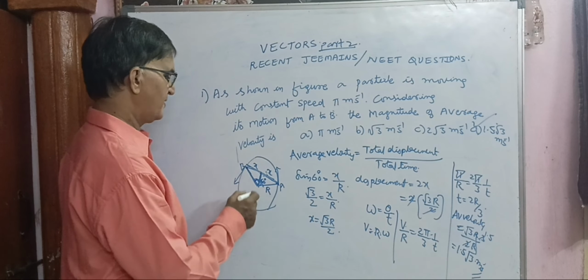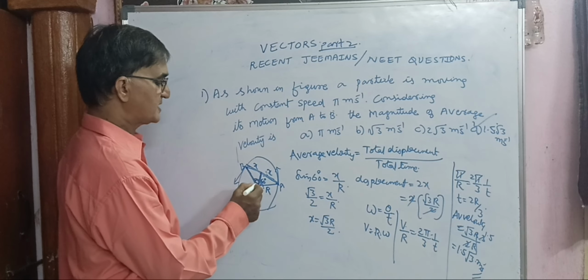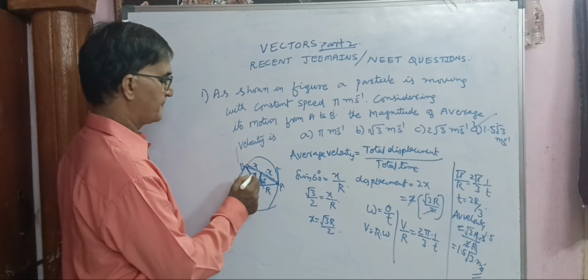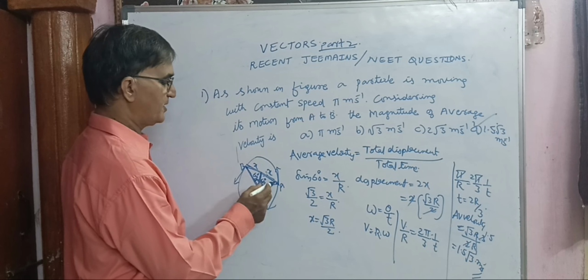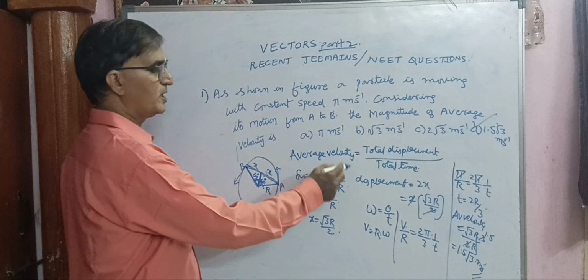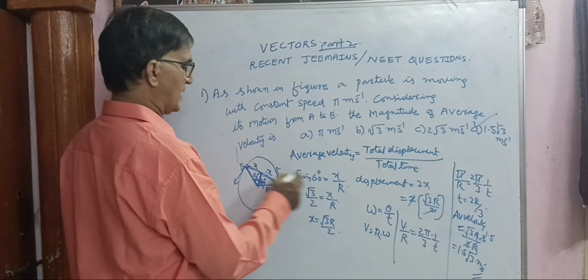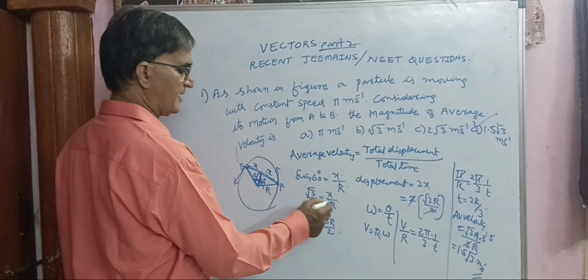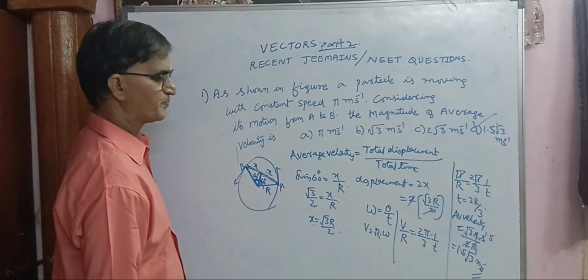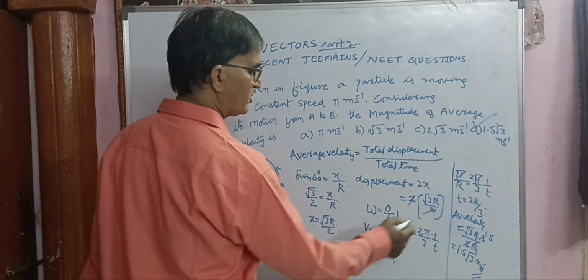See this problem once again. This total angle is taken as 120 degrees here. This is 60 degrees, this is 60 degrees. Total 120. So we want to calculate the displacement from here to here. Average velocity is total displacement by total time. Now here, the total displacement: we take the middle as x, total will be 2x. To calculate this x, sine 60 I took as x by R, this is root 3 by 2, x by R. x is equal to root 3R by 2. Now displacement is 2x, for that I took 2 into root 3R by 2.